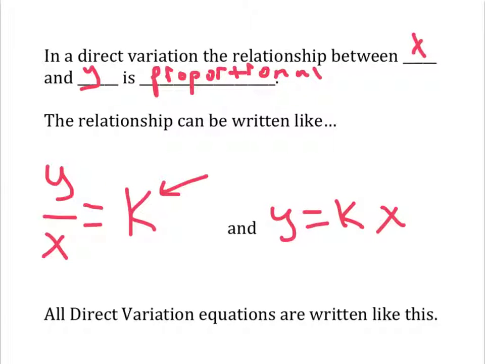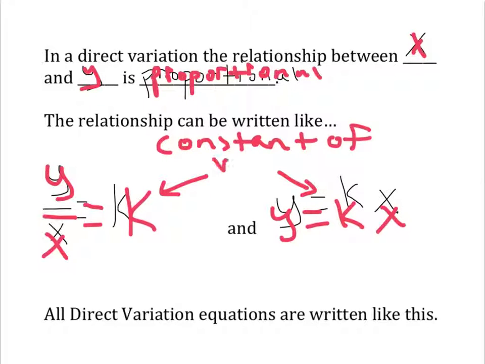K is known as the constant of variation. And all direct variation equations are written like this, with y equals kx. But you can determine k just by using y divided by x.